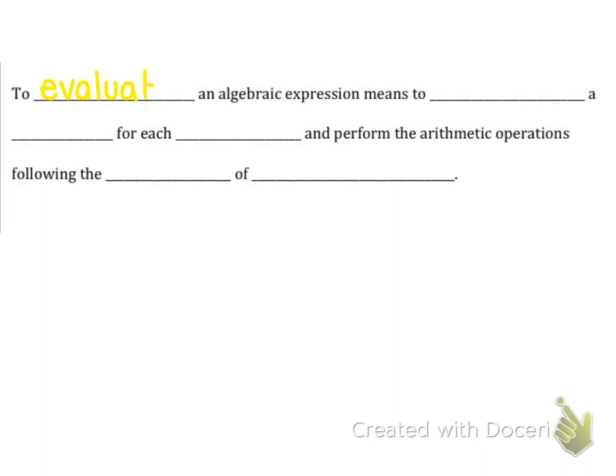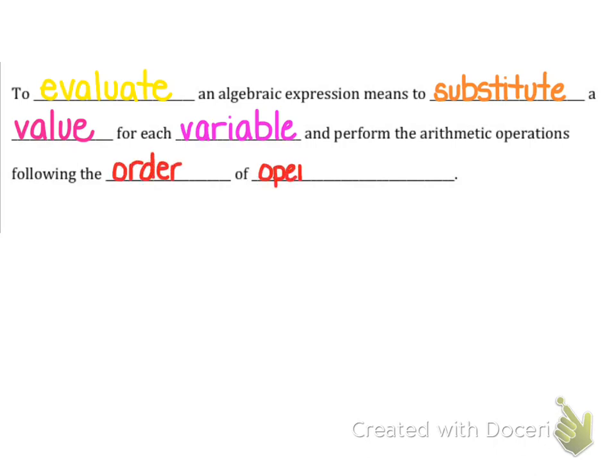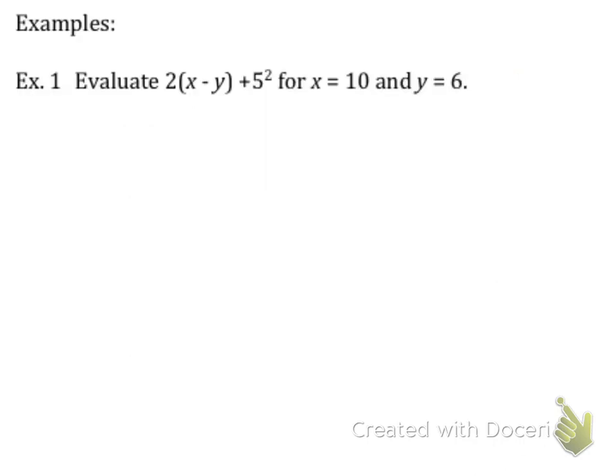To evaluate an algebraic expression means to substitute a value for each variable and perform the arithmetic operations following the order of operations. So let's try two examples.